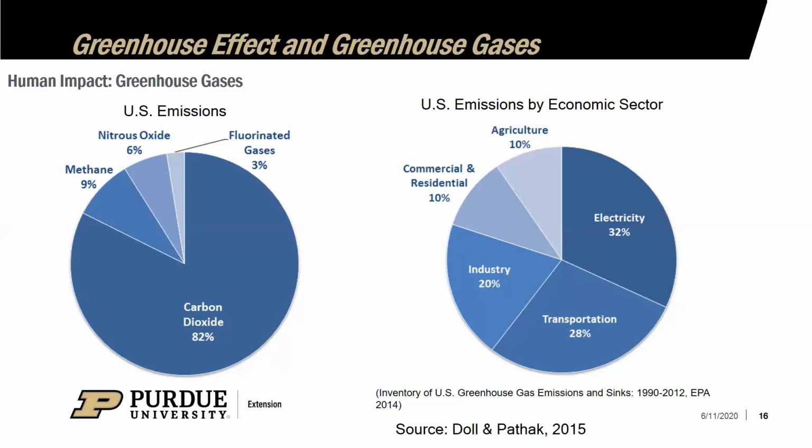For U.S. emissions by economic sector, electricity is at 32%, and we talked about the coal on Tuesday and how a lot of energy production still involves the burning of coal. Transportation is at 28%, industry at 20%, and then commercial and residential still has a piece of the puzzle at 10%, and agriculture is also represented at that 10% level.